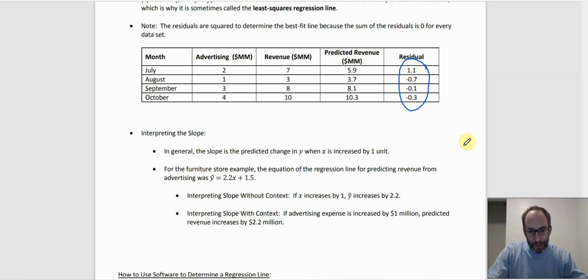So in the furniture example, the slope is 2.2, right? We got the equation of the line there again. So if you leave the context out, if x goes up by 1, predicted y, or y hat, goes up by 2.2. But if you include the context, the x variable was advertising expense. So if that goes up by $1 million, since it's dollars in millions, so 1 unit is $1 million, then the predicted revenue, the y hat, would increase by 2.2 million, right? It's an increase because it's a positive slope. If you had a negative slope, then you'd have a decrease of some kind.